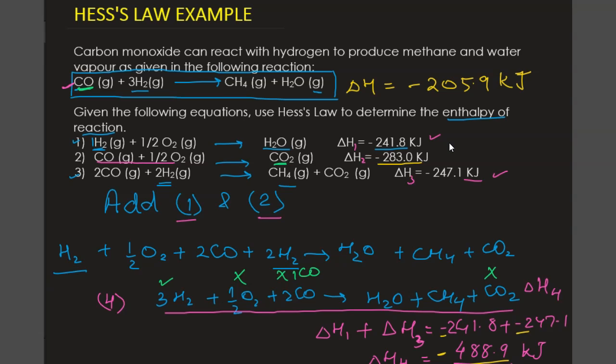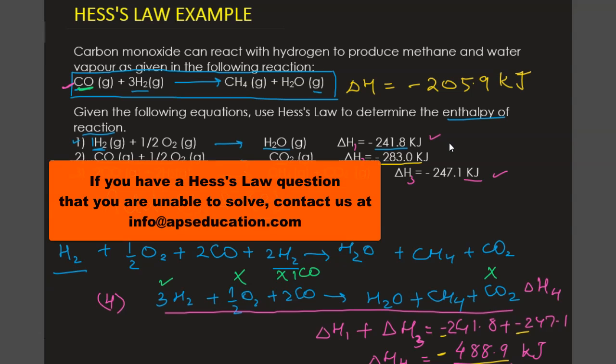So this is how we use Hess's law in order to solve for delta H. Always remember, here we did not get a chance to multiply anything. Let's say we had to multiply any reaction with a number, then always remember your delta H also has to be multiplied. So whatever happens to your reaction, the same thing happens to your delta H value of the reaction.